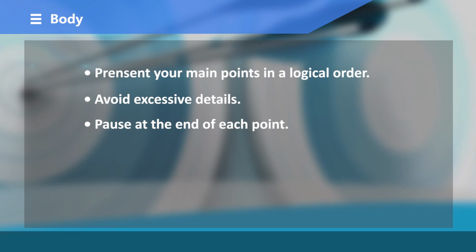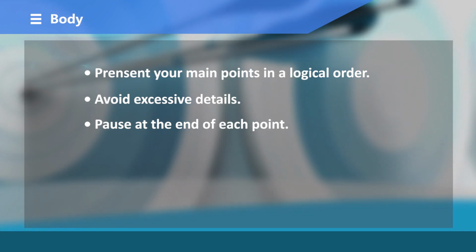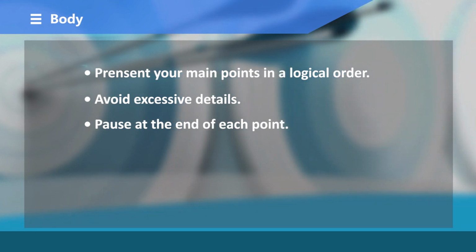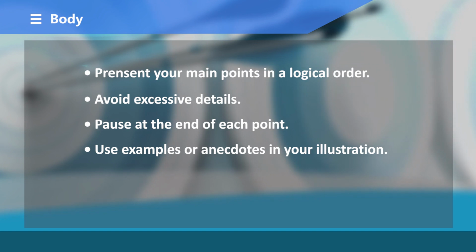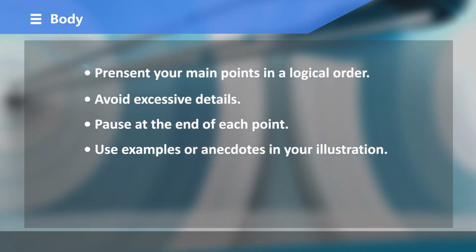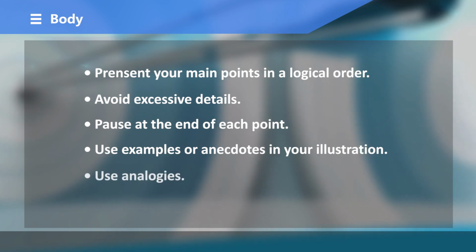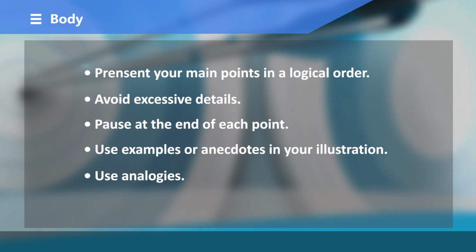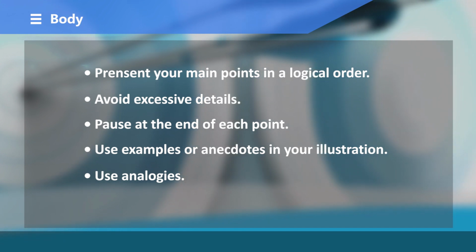Number 3, pause at the end of each point to give the audience time to take notes or think about what you are saying. Number 4, use examples or anecdotes to illustrate your point whenever you find it difficult or abstract for the audience to understand. Number 5, use analogies. If possible, make a comparison between the content of your presentation and the knowledge the audience already has. These are the tips for your body part.